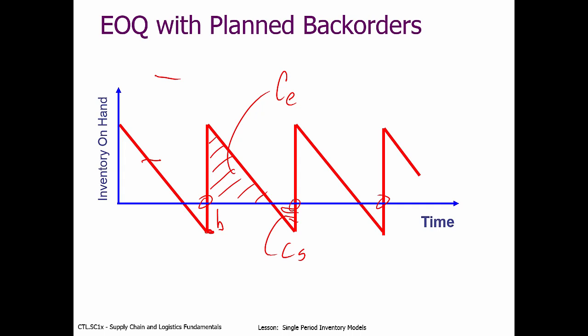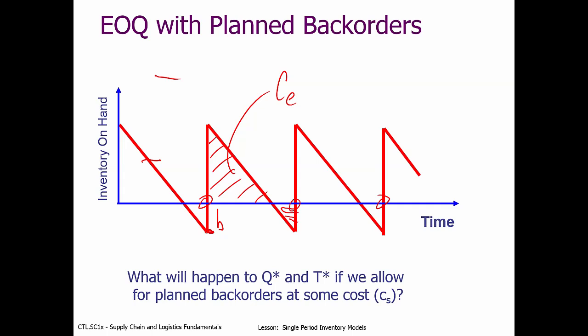And so before we dive into the math, what I want to do is test your intuition. So on the next question, you have a little problem. I want you to answer the question, what do you think will happen to Q star and T star if we allow for planned back orders at some cost, that C sub S that I talked about?